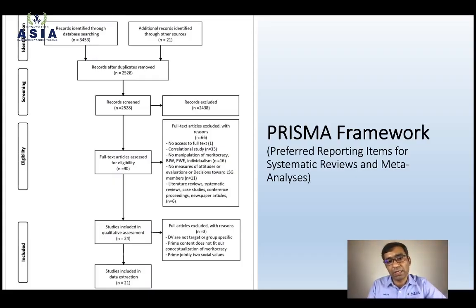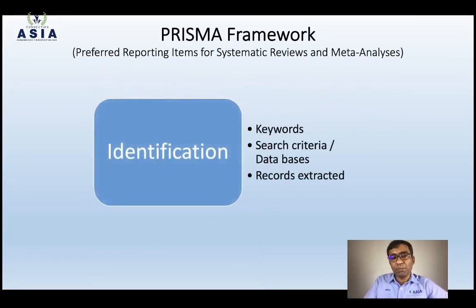Some were not in English, some were not in scope, some were review papers, so they excluded all of those, and finally they accepted only 90 at the eligibility stage. Then they did another round of quality assessment, and finally excluded 24 more, and only 21 papers were included in this particular example. So this is how we need to report and do our work. Okay, let's move to the next step.